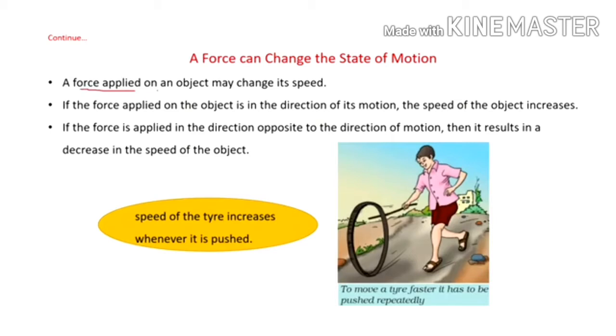A force can change the state of motion. A force applied on an object may change its speed. If the force applied on the object is in the direction of its motion, the speed of the object increases. And if the force is applied in the direction opposite to the direction of motion, then it results in a decrease in the speed of the object.